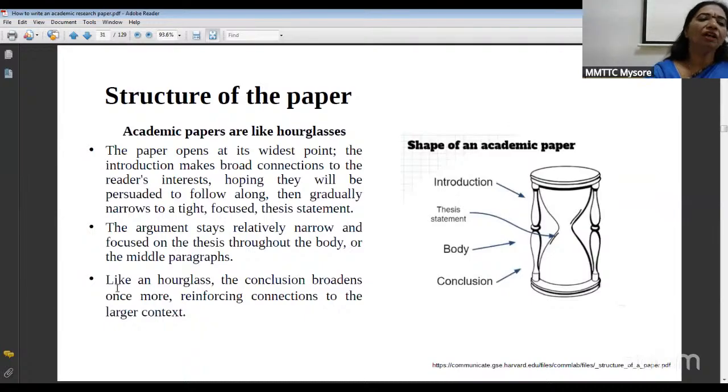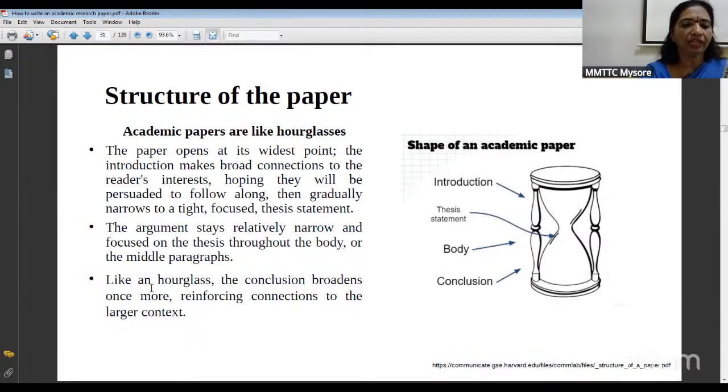Now let us see what the structure of the paper is. Academic papers look like hourglasses. So this is our hourglass. First of all, there will be an introduction, and this is the thesis statement, and then the entire body and the conclusion. So mainly you will have head, body, and tail. Head is your introduction, body is the complete methods, results, and discussion, and conclusion is like your tail.